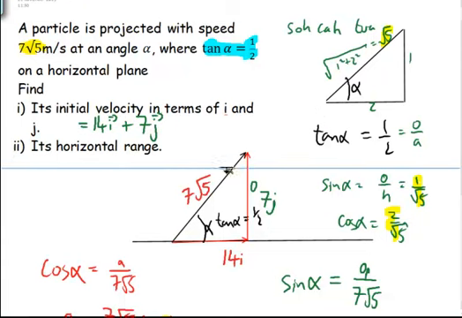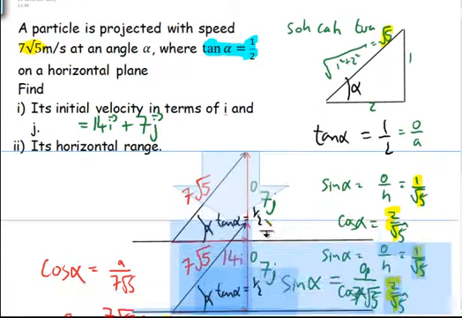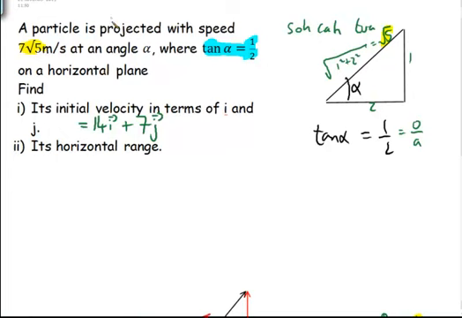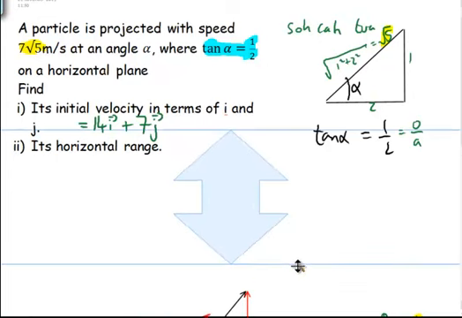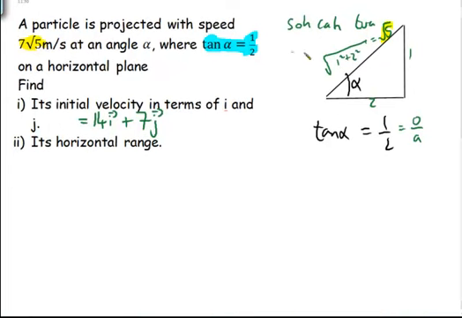Now, I'm going to make a little bit of space here so that I can continue on with this question below, so we can see how it's done. Once you know this in its i and j components, it's quite easy to work out the next bit. For the horizontal range, we need to know how long it's going to be in the air. You get that from the j component. That's the one that's like a stone being thrown vertically up in the air.